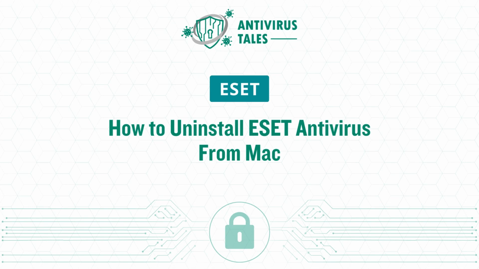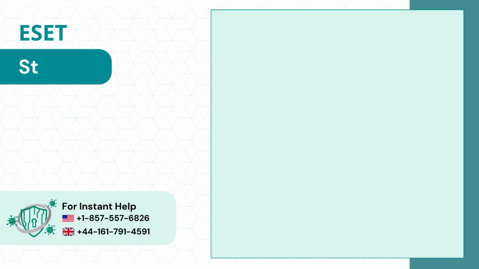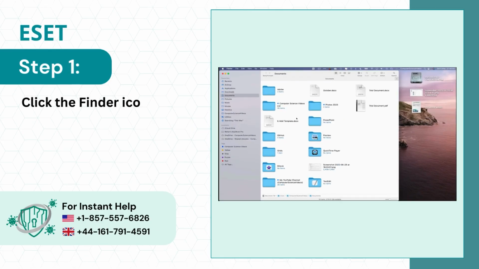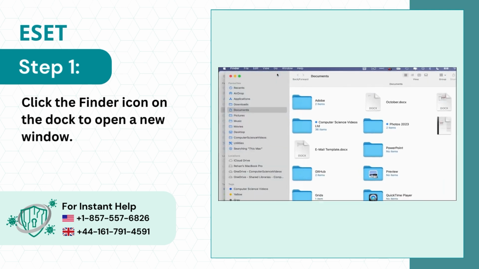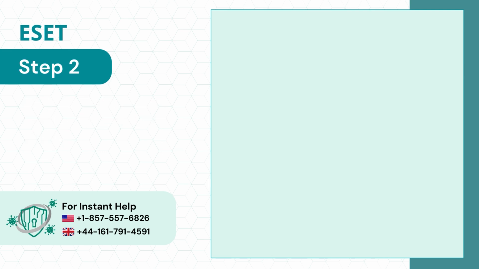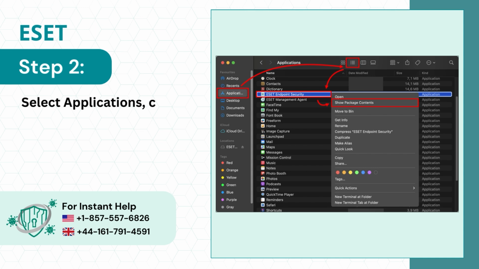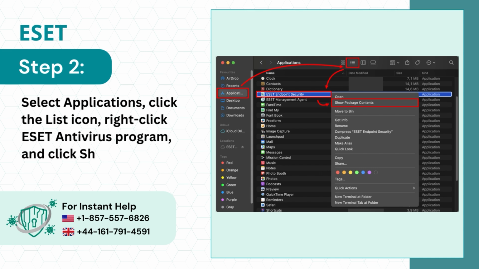How to uninstall ESET Antivirus from Mac. Step 1. Click the Finder icon on the dock to open a new window. Step 2. Select Applications. Click the List icon. Right-click ESET Antivirus Program and click Show Package Contents.